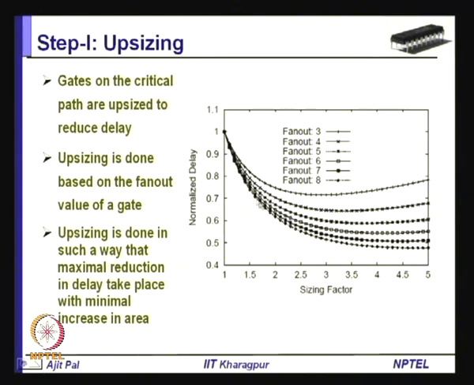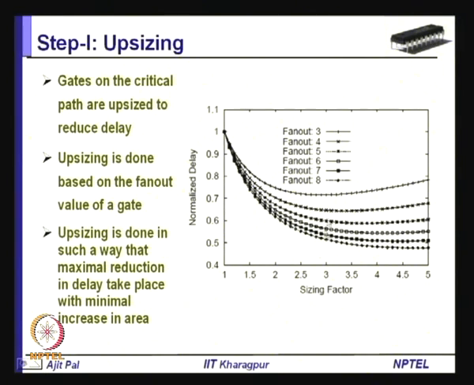It has been found that the larger the fan out, you can see this is the plot for different fan out. This is for fan out 3, this is for fan out 4, this is for fan out 5, this is for fan out 8. So, we find that the reduction in delay is more for gates of higher fan out. If you increase the size 3 times, that means make the width 3 times wider, the delay reduction will be 0.5 when the fan out is 8, compared to a reduction of only 25% instead of 50% when the fan out is 3.